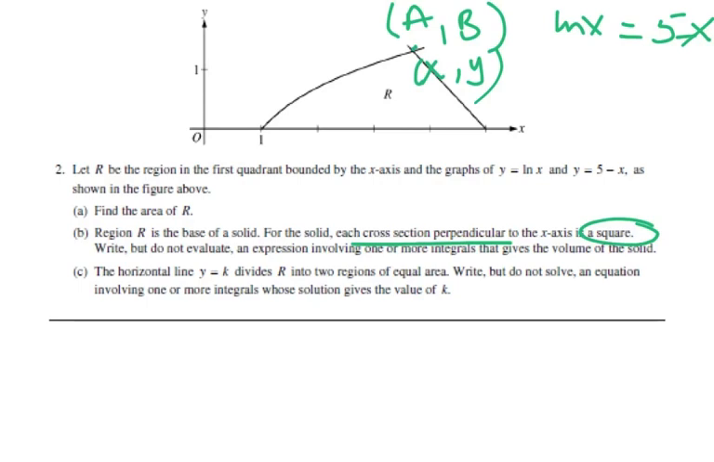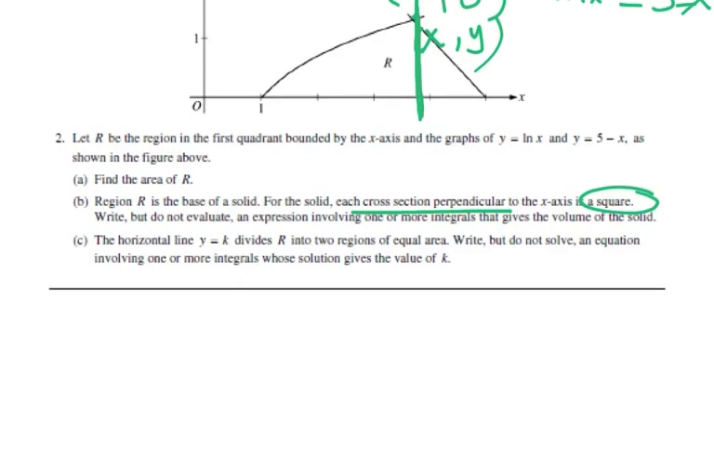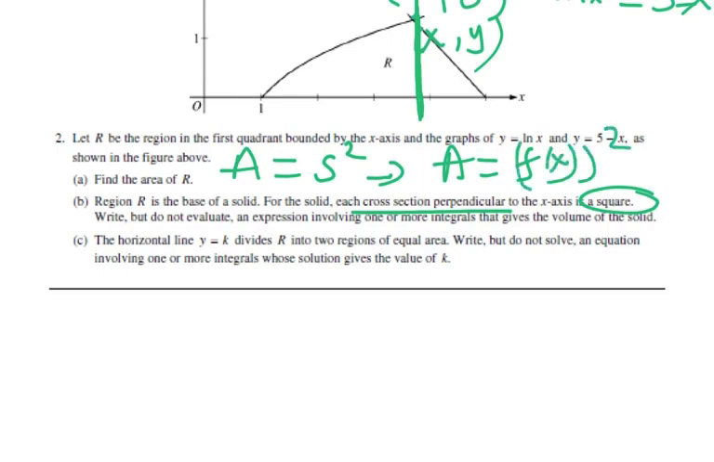Again, if we look at this one, I have to split this into two regions, because if I do one region, the curve that we have is not consistent. One is not always on top, and one is not always at the bottom. So I'm going to split it up. Think about a square: the area of a square is s squared. In this case, it's going to be the function itself, whatever the function is, squared.